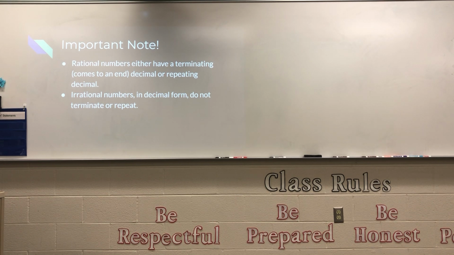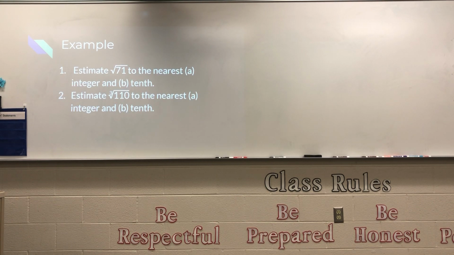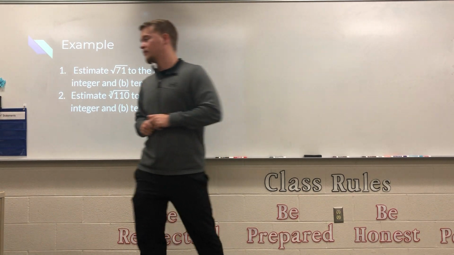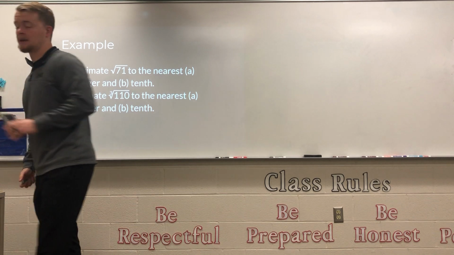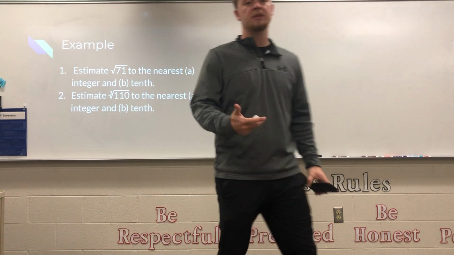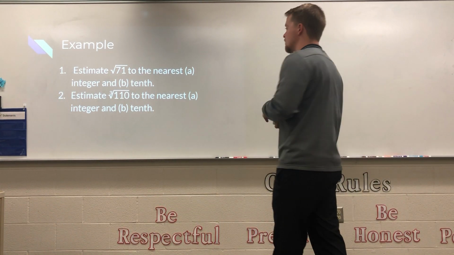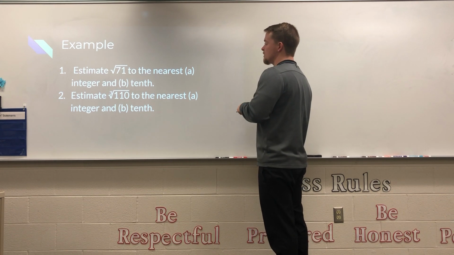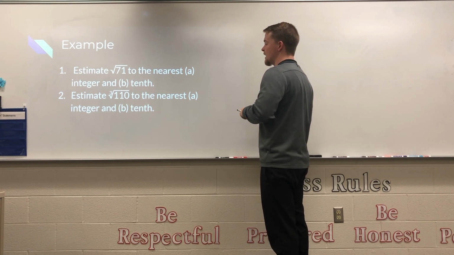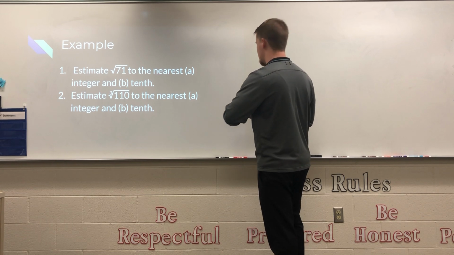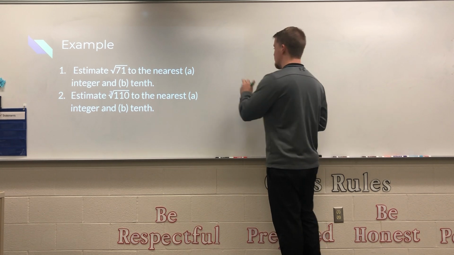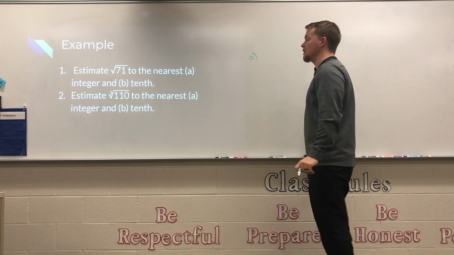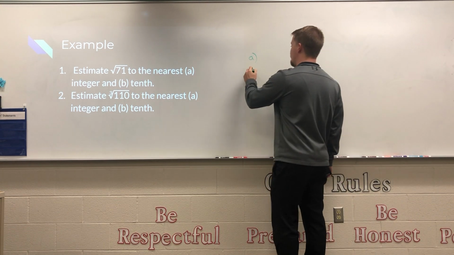So that's just a little background before we get into the type of things they want us to do in this section. The first one that we're going to talk about is, like it said in the title of this section, approximating square roots, and also approximating cube roots. Number 1 says estimate the square root of 71 to the nearest integer and tenth. So there are going to be two parts they want here. They want us to round to the nearest integer and also to the nearest tenth.